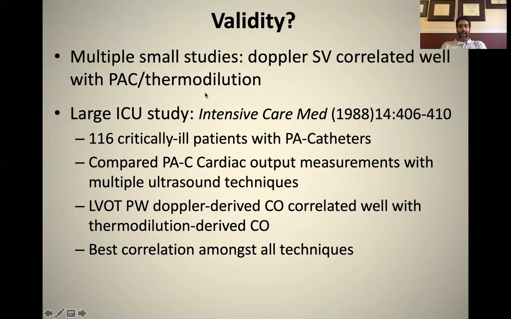One of the studies that's quoted the most is this one from '88 from Intensive Care Medicine, where they looked at 116 critically ill patients who had PA catheters in place. They basically compared the thermodilution stroke volume and cardiac output measurements with the Doppler measurements. And they found good correlation with the absolute value, so the stroke volume and cardiac output themselves are accurate, and in the precision, so the trends are just as usable as well.